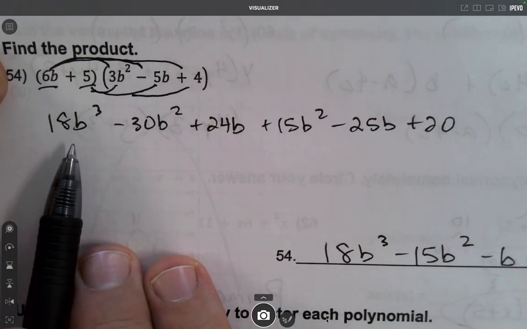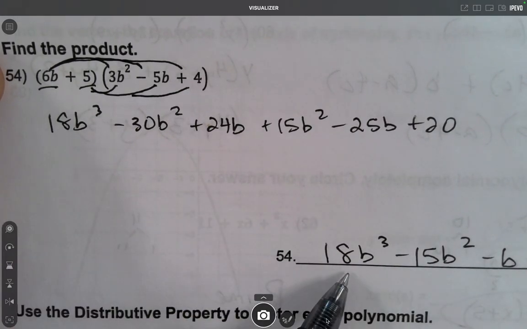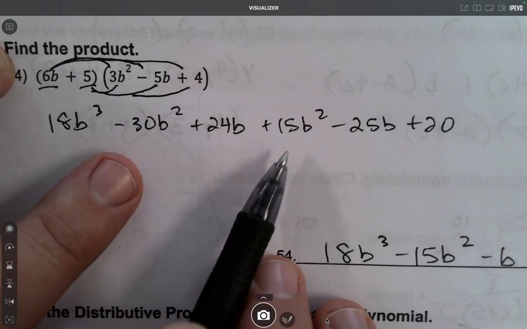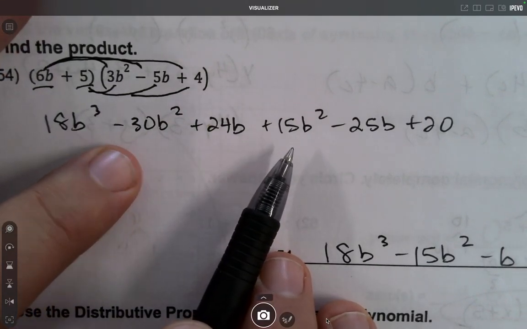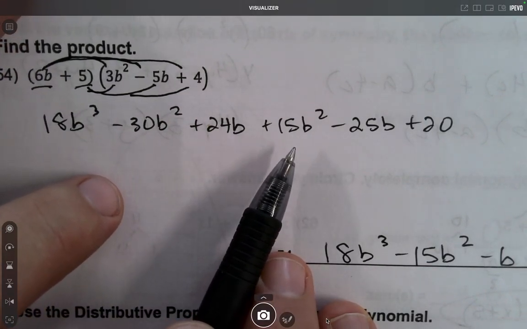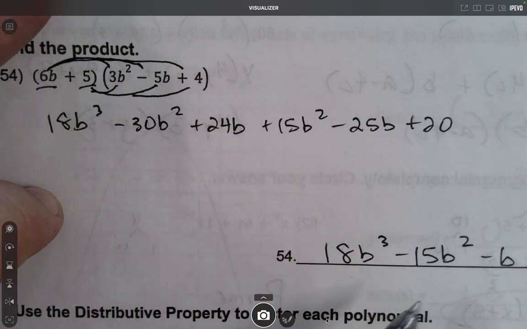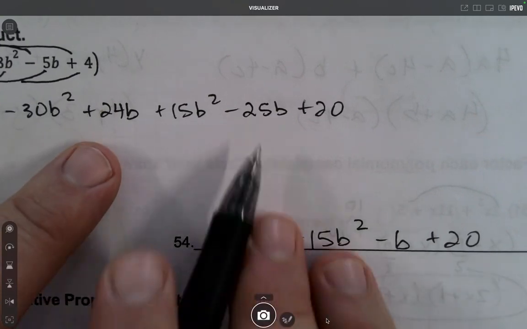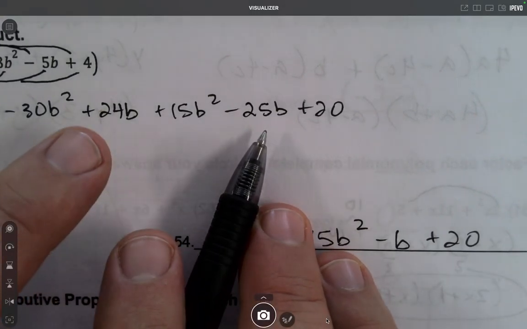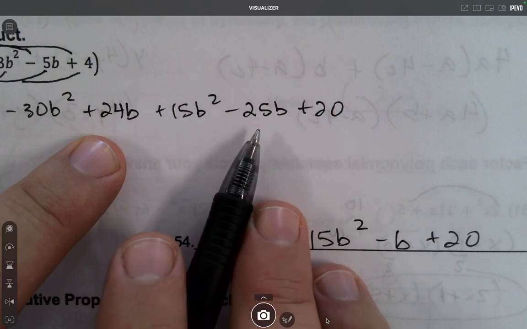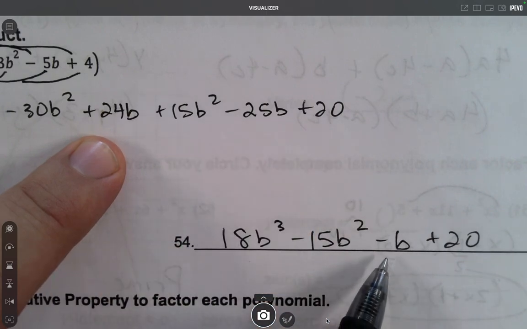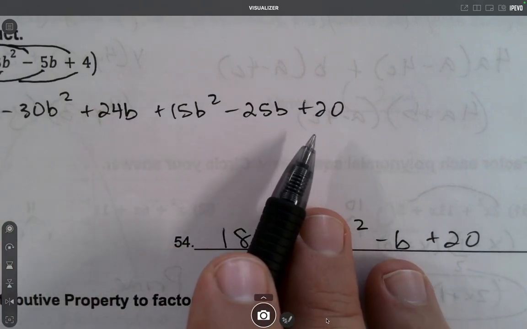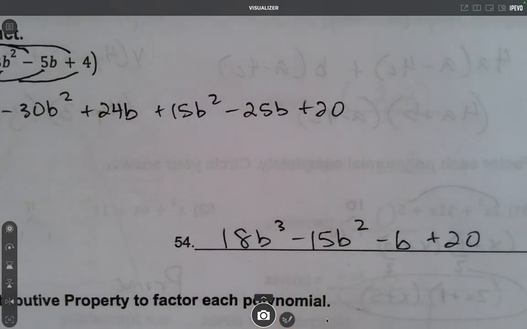This is the only b cubed term, so it just stays as is. But we have two b squareds. We have a negative 30b squared and a positive 15b squared. Negative 30 plus 15 is negative 15b squared. Then we have two b terms, b to the first. Positive 24b minus 25b is negative 1b. And then this is the only constant, so it just stays as it is.